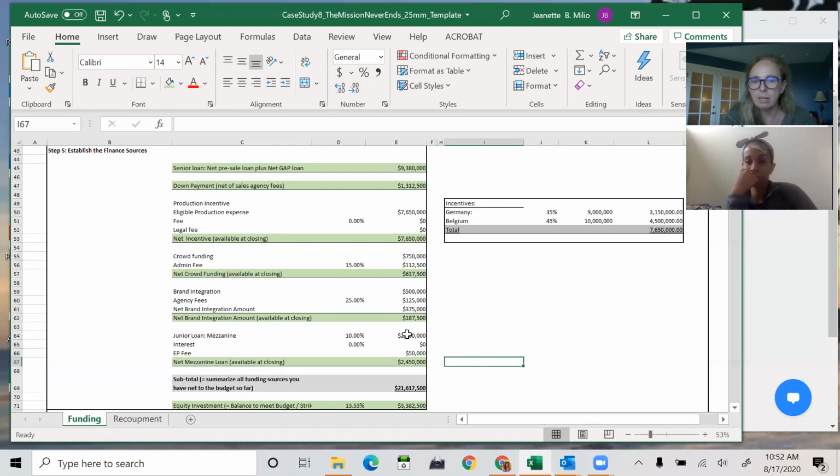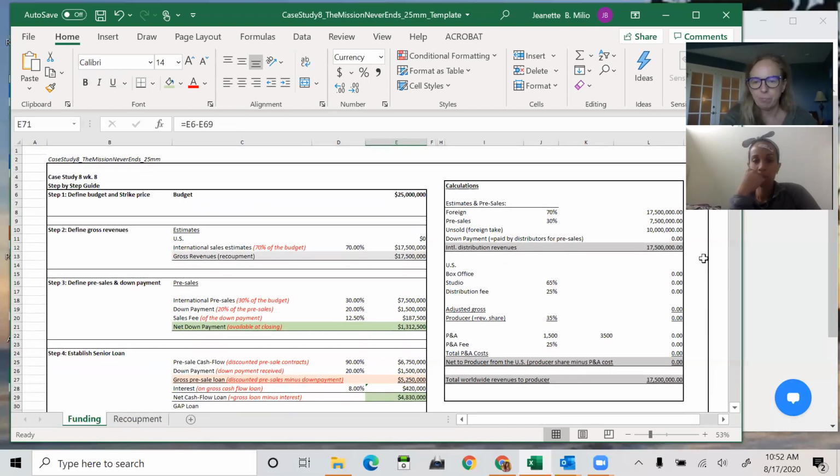We figured out our mezzanine lender wants to give us 10% of the budget. 10% of 25 million is 2,500,000. They did not charge us any interest, but they did charge us an executive producer fee, which we need to deduct. That's how we got to the 2,450,000. We're adding all this up to try to figure out how much money we actually still need, because the equity investor is going to give us the balance. In order to figure out the balance, we take a $25 million budget, we deduct what we got, and that's how we get our equity. Clear so far? Yes. Perfect. For the most part.